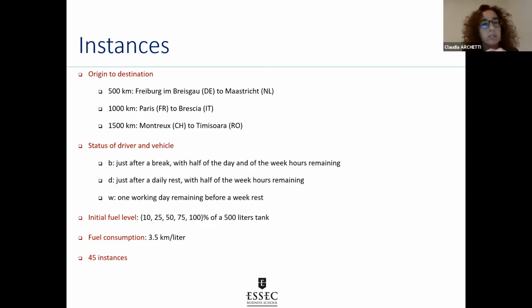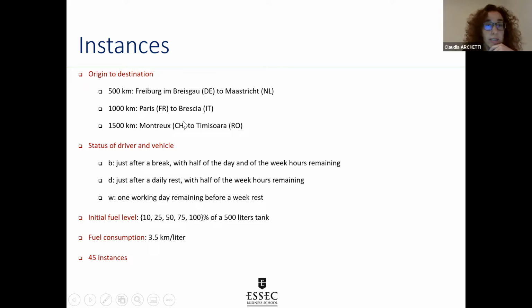test simulations and results. We tested our algorithm on instances that we created from real data. We consider 3 base instances that differ according to the distance they cover. We have a relatively short, medium, and long distance instance. The short one is roughly 500 kilometers long, from Fribourg to Maastricht. The second is roughly 1,000 kilometers long, from Paris to Brescia. And the long distance instance is from Montreux to Timisoara.